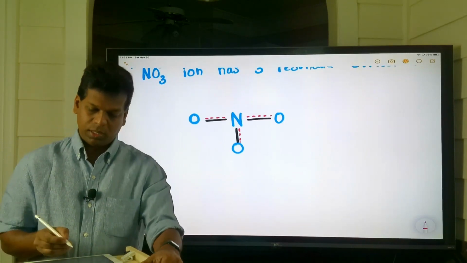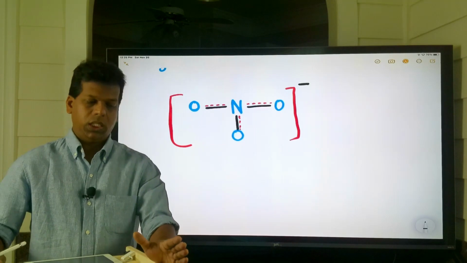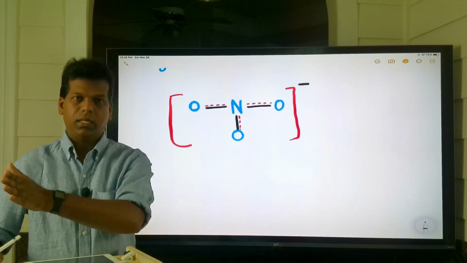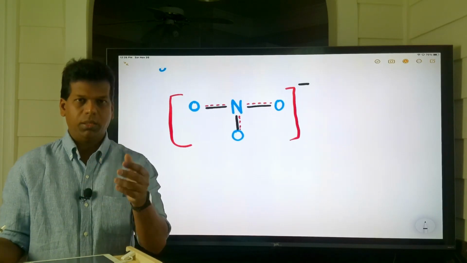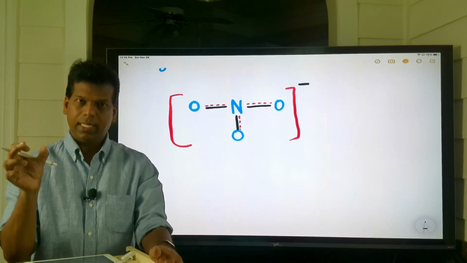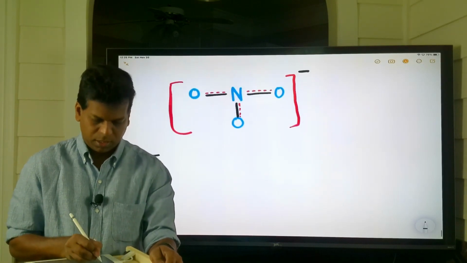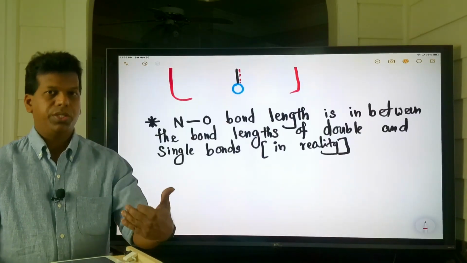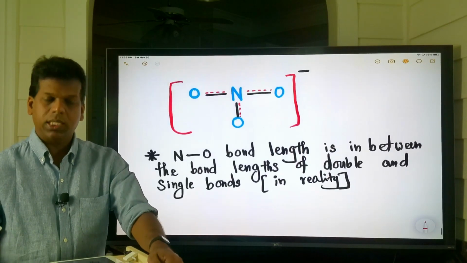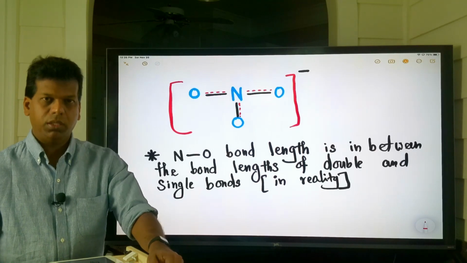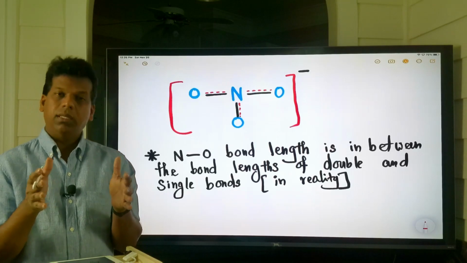All 3 bonds are the same. If you think about bond length, it is between a double bond and a single bond. So it is like an intermediate. It is longer than a double bond. It is shorter than a single bond. So it is in between. So if I write it in this way, I assume you understand this point. If you measure it experimentally, you don't see a bond length for a double bond, you don't see a bond length for a single bond, but we see something in between.